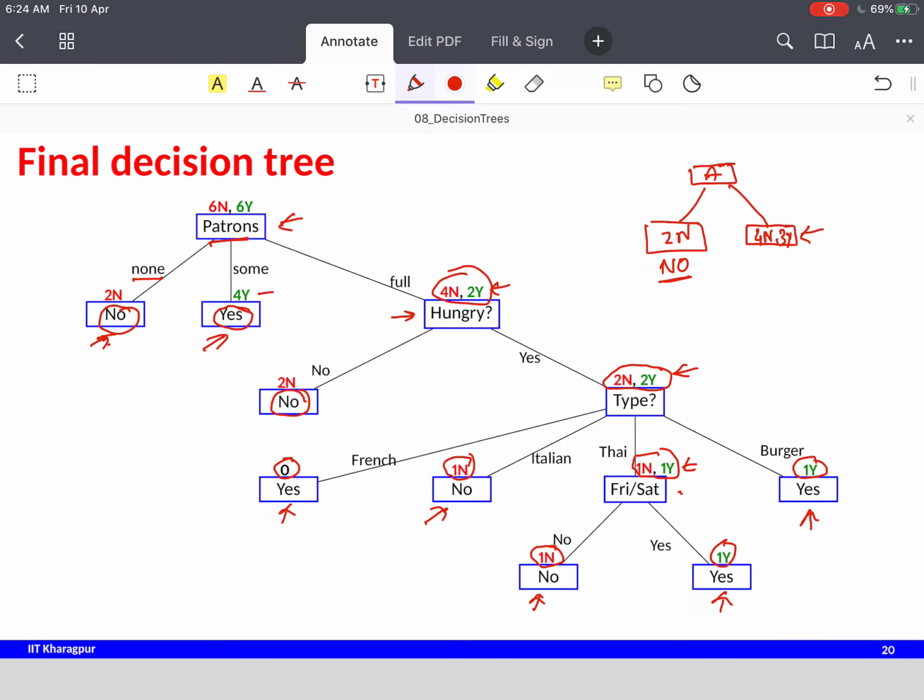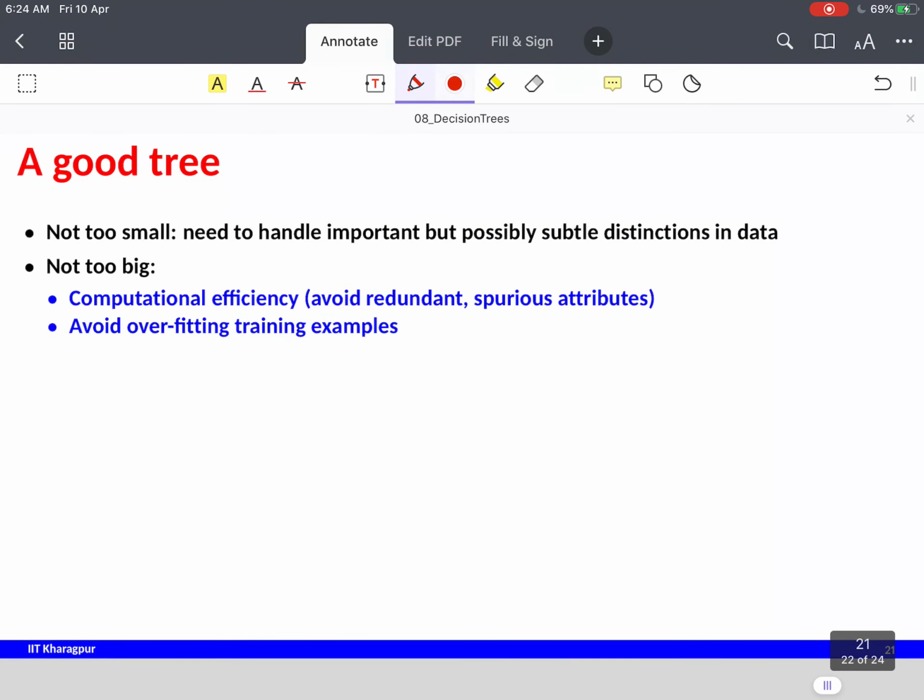It may happen that I do not have any more attributes to classify these examples. Then, in order to resolve this situation, we can treat it as no because it has more no examples. So by looking at the maximum number of examples, we can label that node as that class. And if both have equal counts, we can choose one of them just to resolve the tie.